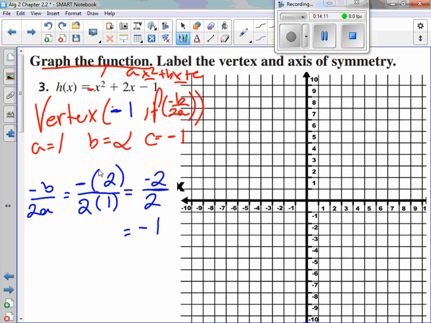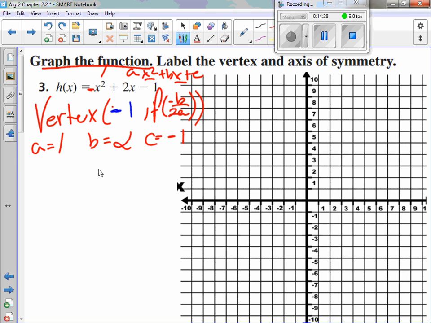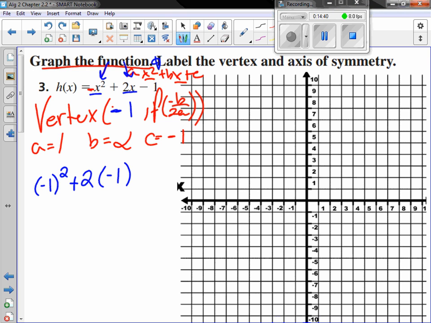So any questions on how we got the x value of the vertex? So we good with that there? Yes, not too bad so far. So after we get the x value of the vertex, what are we going to do? Plug negative 1 in for the x. So I'd have negative 1 squared plus 2 times negative 1 minus 1.